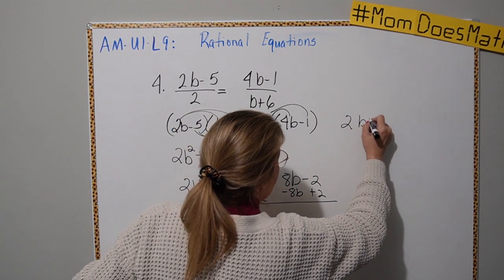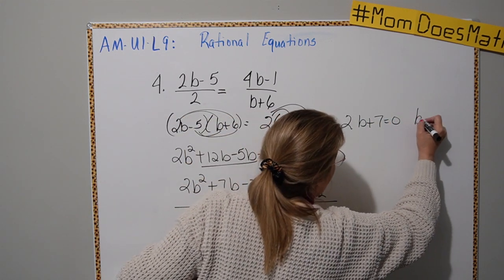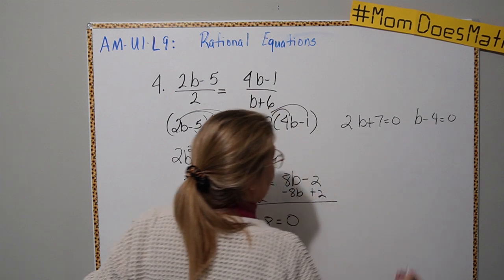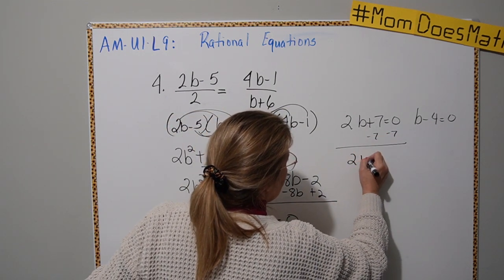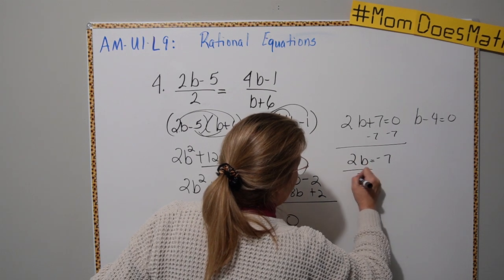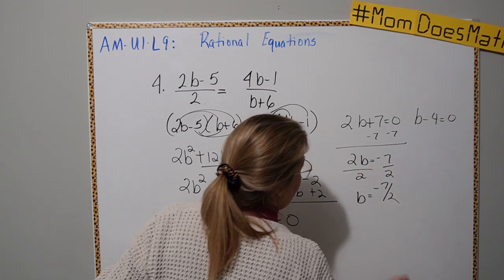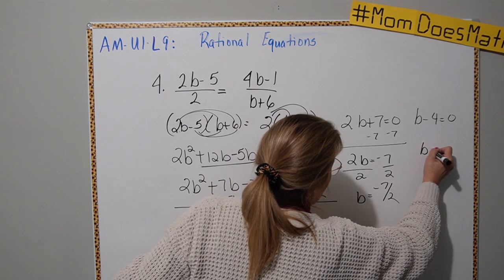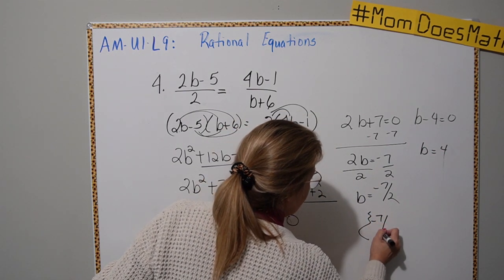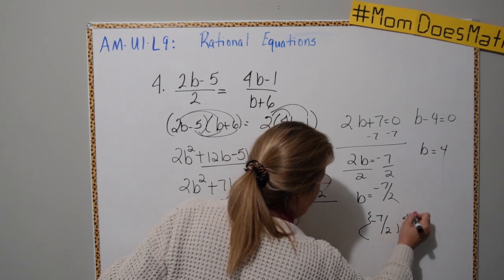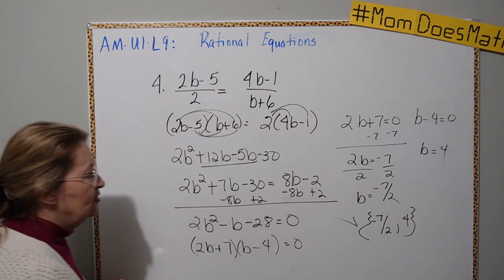So 2b plus 7 equals 0, and b minus 4 equals 0. So let's solve. Subtract 7. 2b is negative 7. Divide by 2. b is negative 7/2. Here, b is equal to 4. So your solution set is negative 7/2, positive 4. Fill them in, and they both check.